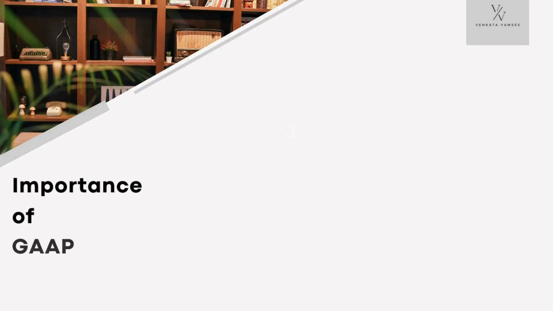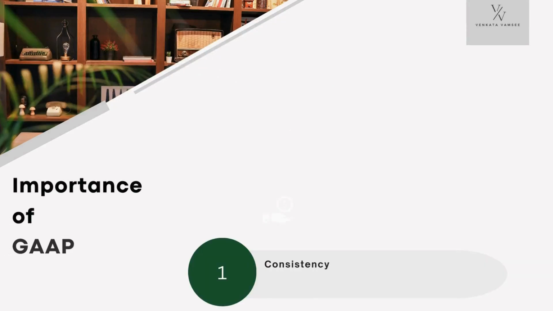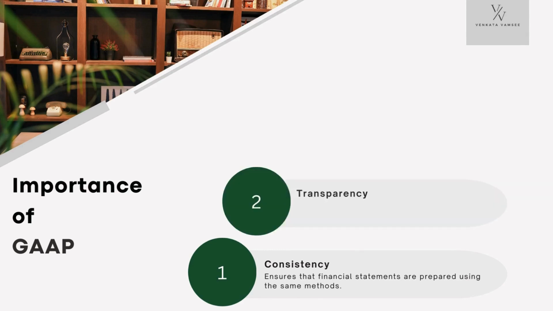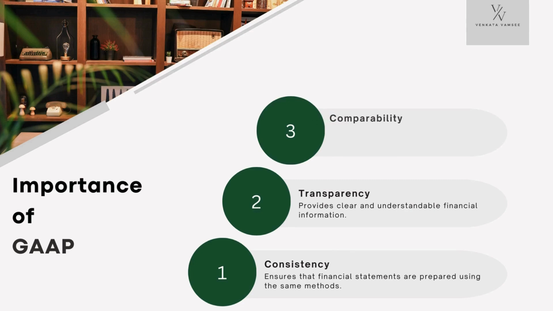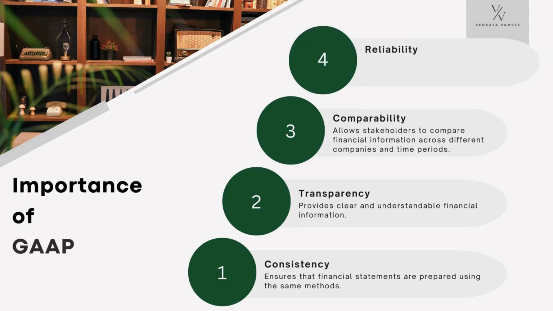The importance of GAAP. Consistency ensures that financial statements are prepared using the same method. Transparency provides clear and understandable financial information. Comparability allows stakeholders to compare financial information across different companies and time periods. Reliability increases the credibility of financial statements.